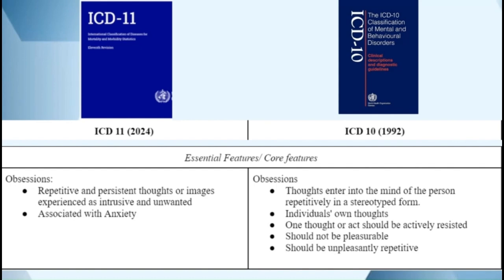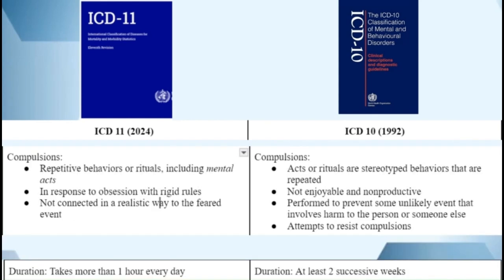Going to the next part, in terms of compulsions, it can be repetitive acts. Again, stereotyped behaviors can be there, and they should not be enjoyable, and they should be actively resisted. That is what has been mentioned in ICD 10. In ICD 11, repetitive behaviors are there, but they have specifically used the words mental acts, which were not very much highlighted in the ICD 10 version. And they should be rigid rules, and they are not connected in a realistic way to the feared event. That was a major change.